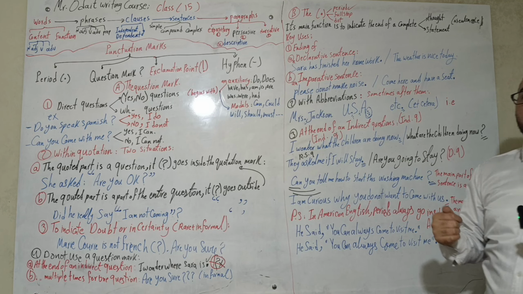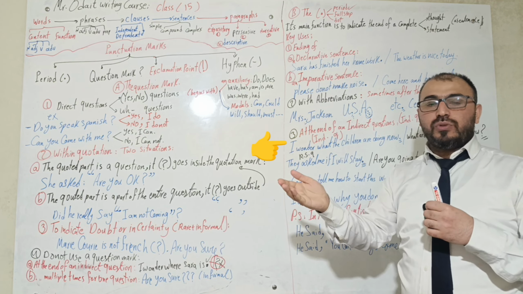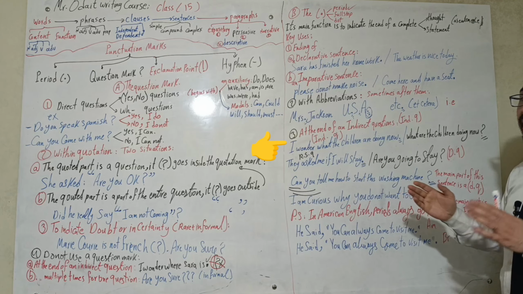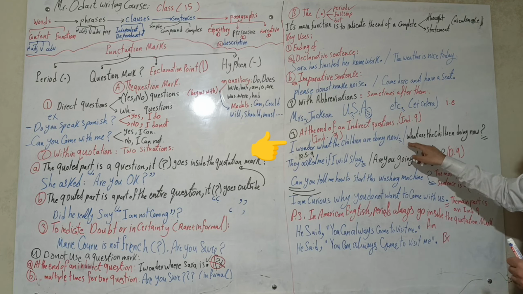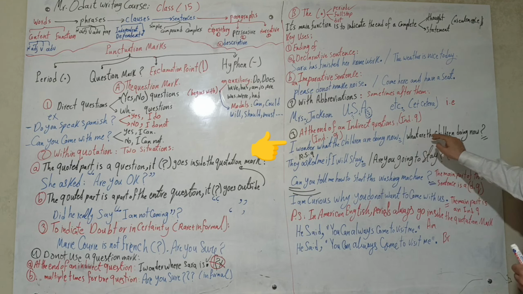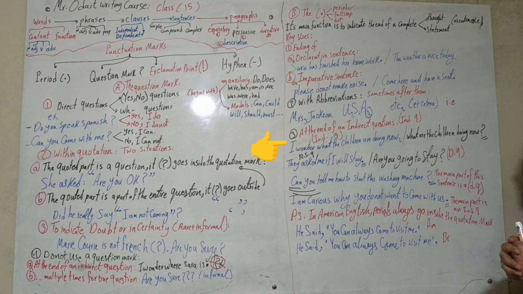In here, my friends, I am asking someone to go and see the children and to tell me what they are doing, but I am not asking him or her directly. In here, my friends, the direct question of this indirect question is, what are the children doing now? This is a direct question for someone.